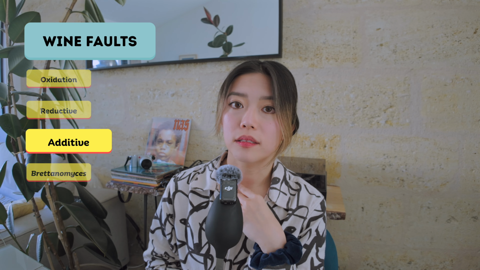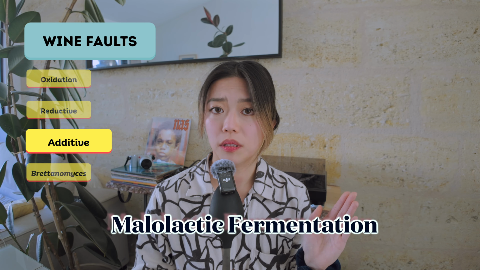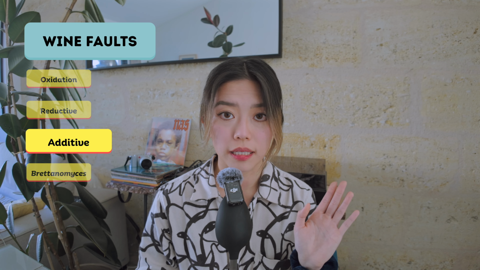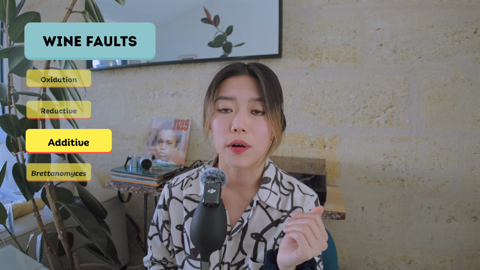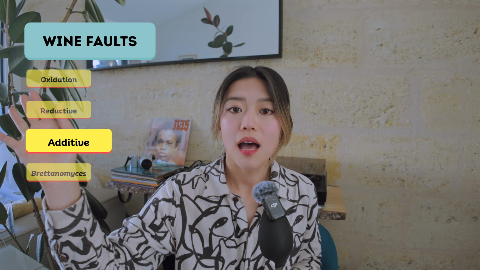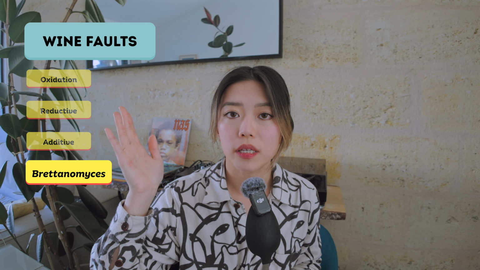Just remember that during the malolactic fermentation, if the process is not managed well, meaning the catabolism of citric acid gone wild, you don't need to remember this detail if you are not a chemistry freak. Some acid just gone crazy and then you will have this butterscotch smell in your wine. And Brettanomyces. How can you talk about wine fault without mentioning them?